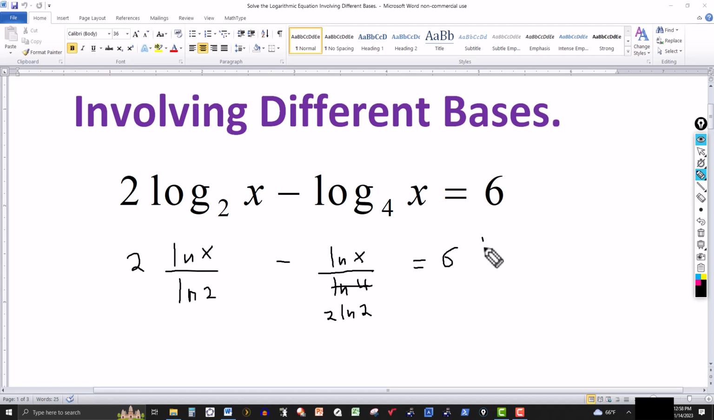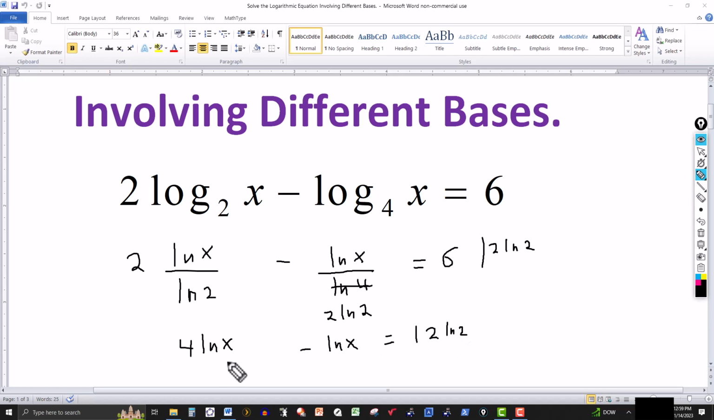So I'm going to multiply through by 2 natural log of 2. So it's going to cancel for this one here. It's going to be gone. So this is going to be minus ln of x. And over here, the ln of 2 and the ln of 2 will cancel. I'll have 2 here, multiplying this 2. So that'll be 4 ln of x. And over here, this is going to equal 2. And then 6 times 2, that'll be 12 ln of 2.